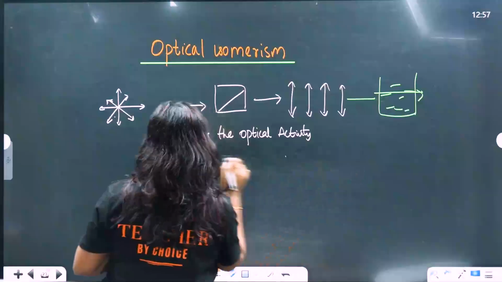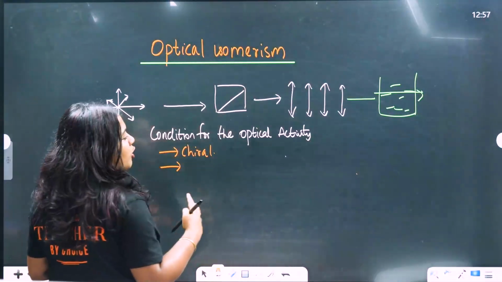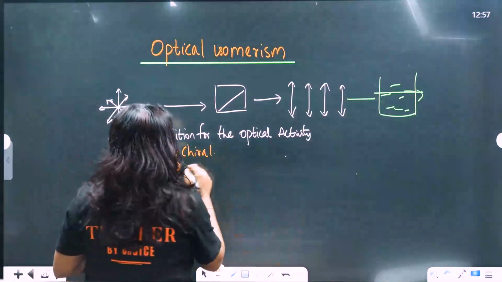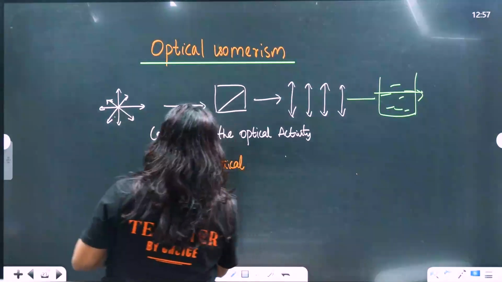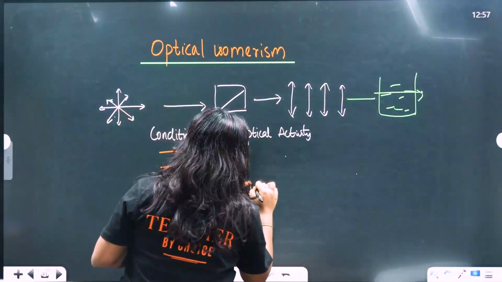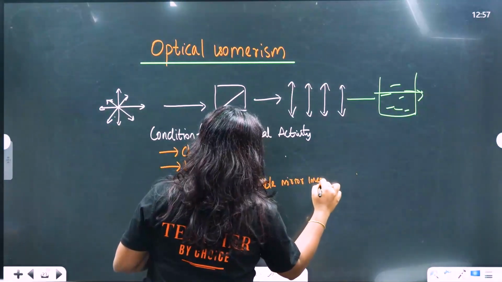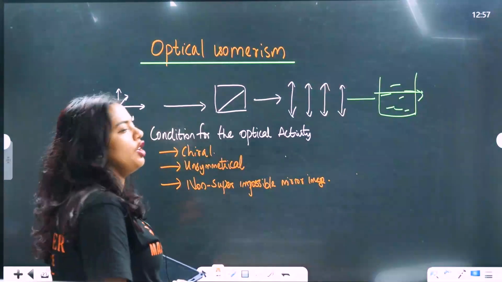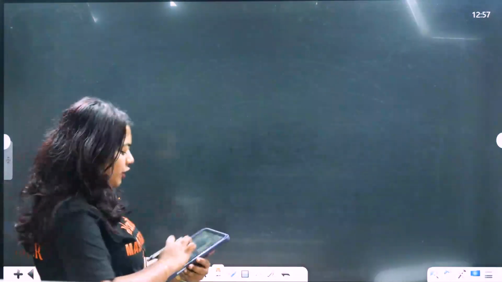So the first condition is it should be chiral. Chiral means all 4 valencies of the carbon should be filled by different atoms. Next, the compound should be unsymmetrical. Next, it should be a non-superimposable mirror image. These are the conditions for the optical activity of a molecule. Now, what do you mean by chiral exactly? Well, I will give you an example here.